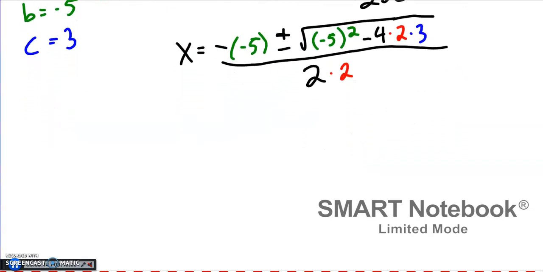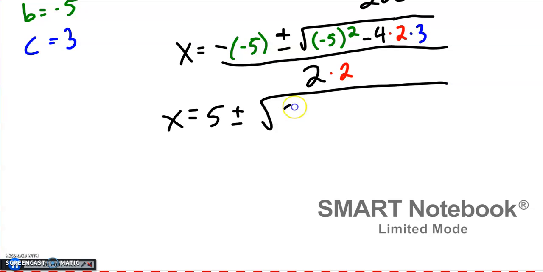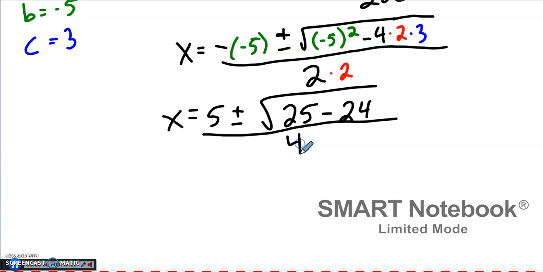So now we just simplify. x is equal to the opposite of b, and the opposite of negative 5 is 5, plus or minus, let's simplify. Negative 5 squared is 25. It's crucial that we have the parentheses there, because a lot of students are going to write negative 5 squared, do 5 squared, and then take the opposite to get negative 25, and that's a no-no. It's the quantity negative 5 squared. Minus now, 4 times 2 is 8. 8 times 3 is 24. And all of this is over 2 times 2, which is 4.